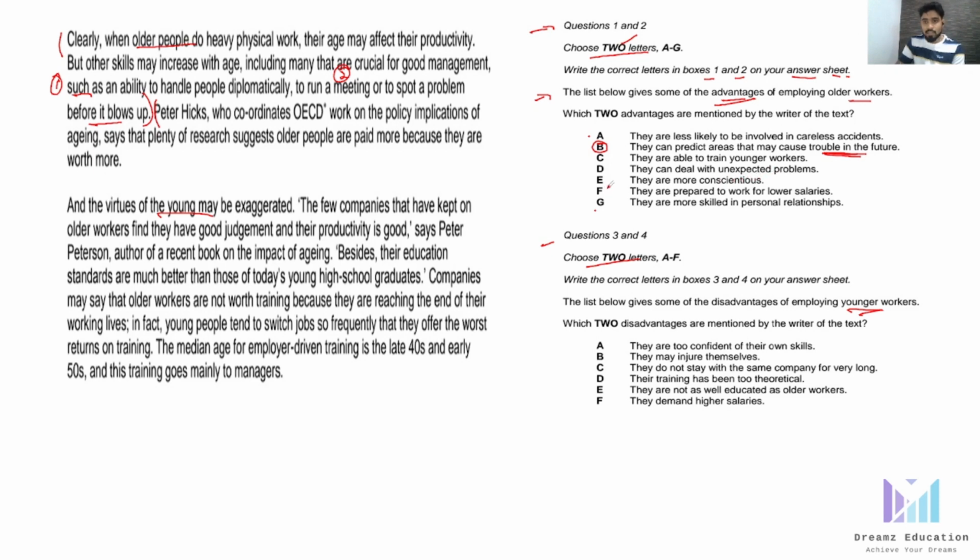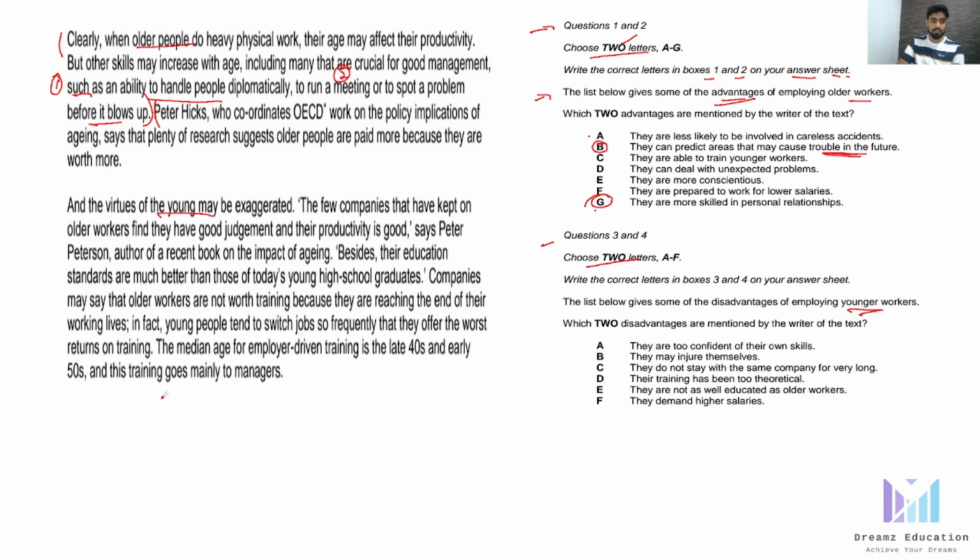No. More conscientious. They are prepared to work for lower salaries. No. They are more skilled in personal relationships. Okay, ability to handle people diplomatically, so that is G. They are more skilled in personal relationships. So I guess in this case B and G are the answers.